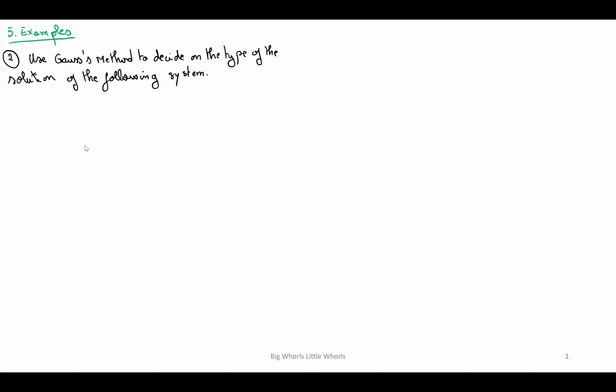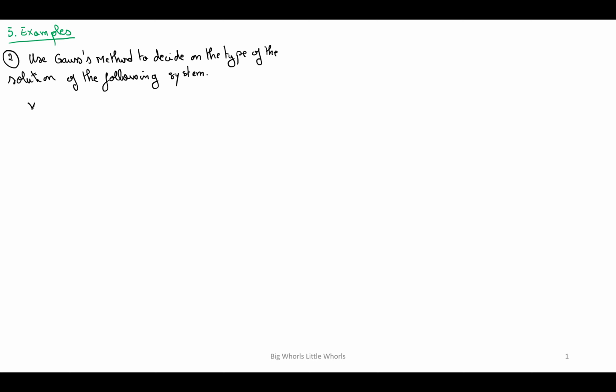And in this tutorial, I will go a little bit faster than the previous tutorial, okay? This is our second time of doing Gauss's method, so hopefully you are getting good at Gauss's method.